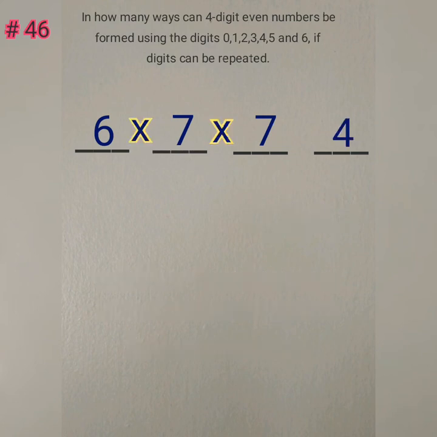Times 7 times 7 times 4 is equal to 1176.